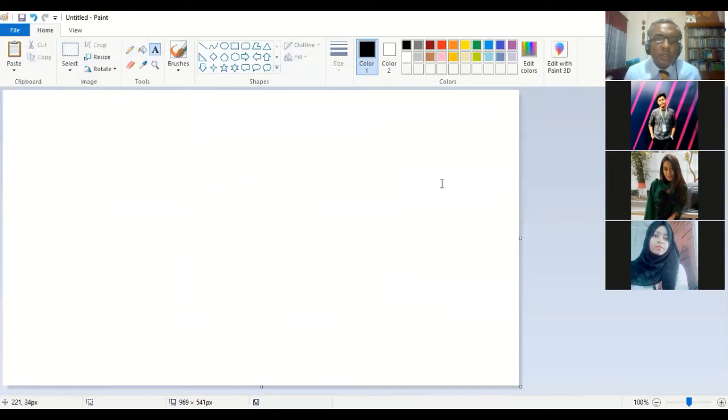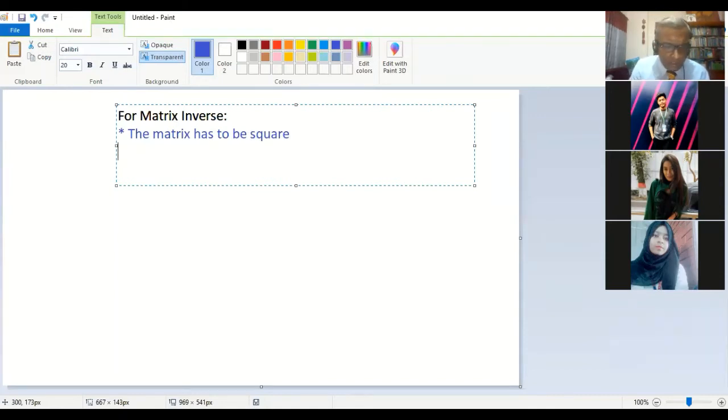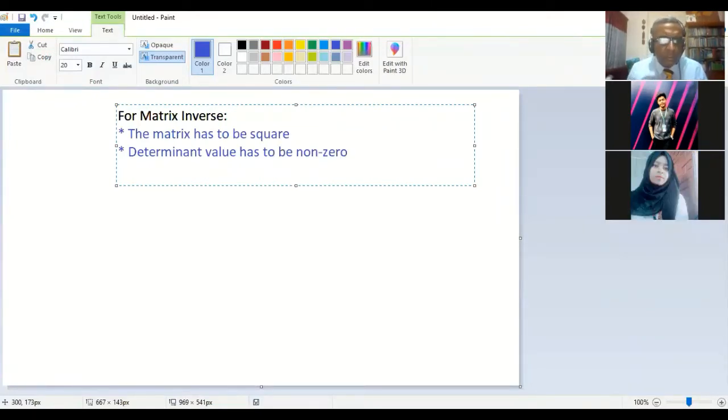So again, as before, if you want to do the matrix inverse, there is a precondition. There are actually two. The first is that the matrix has to be a square matrix. The second condition is that the determinant value has to be non-zero, maybe plus, maybe minus, but non-zero.